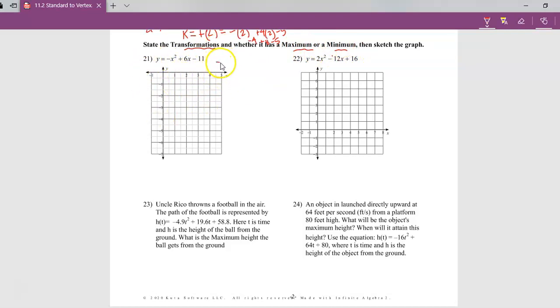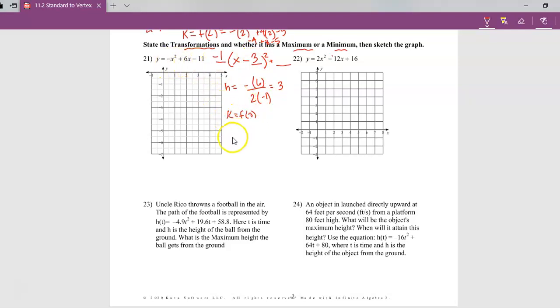So remember that's a times x minus h squared plus k. So a is -1, and that one just goes straight over. H is equal to -b, and our b here is 6 over 2 times a, which is -1. So -6 divided by -2 is 3. So h is 3. And then k is equal to the function evaluated at 3.